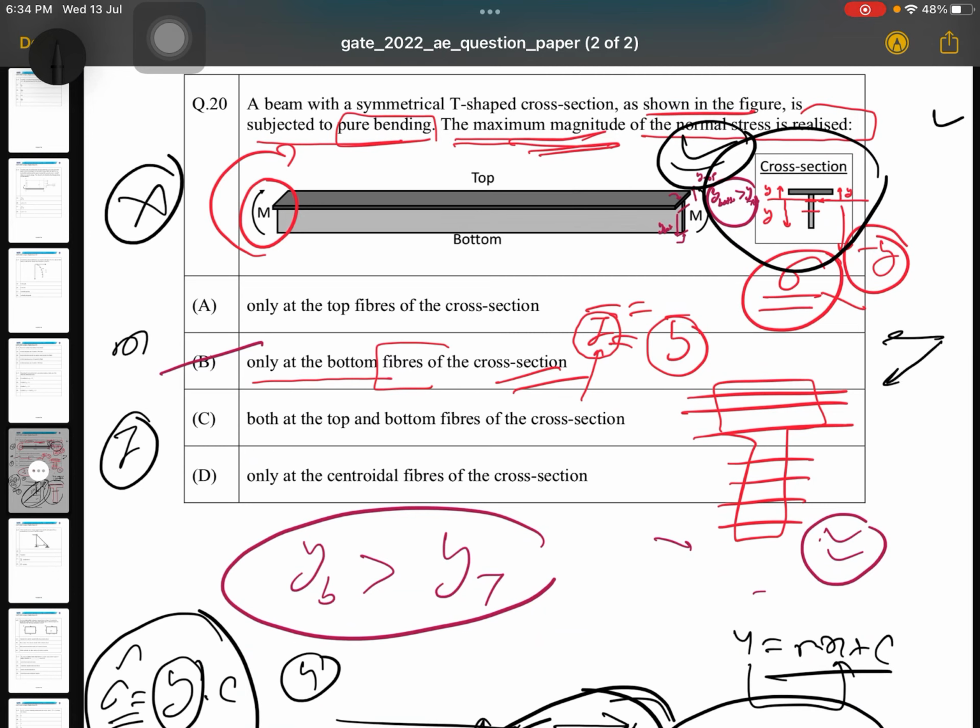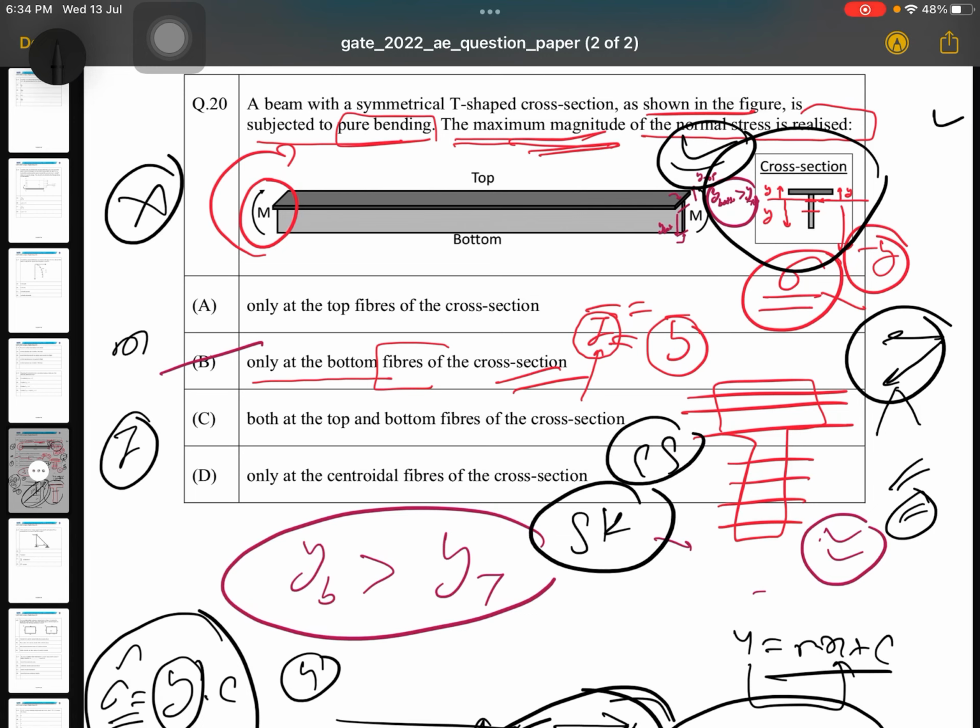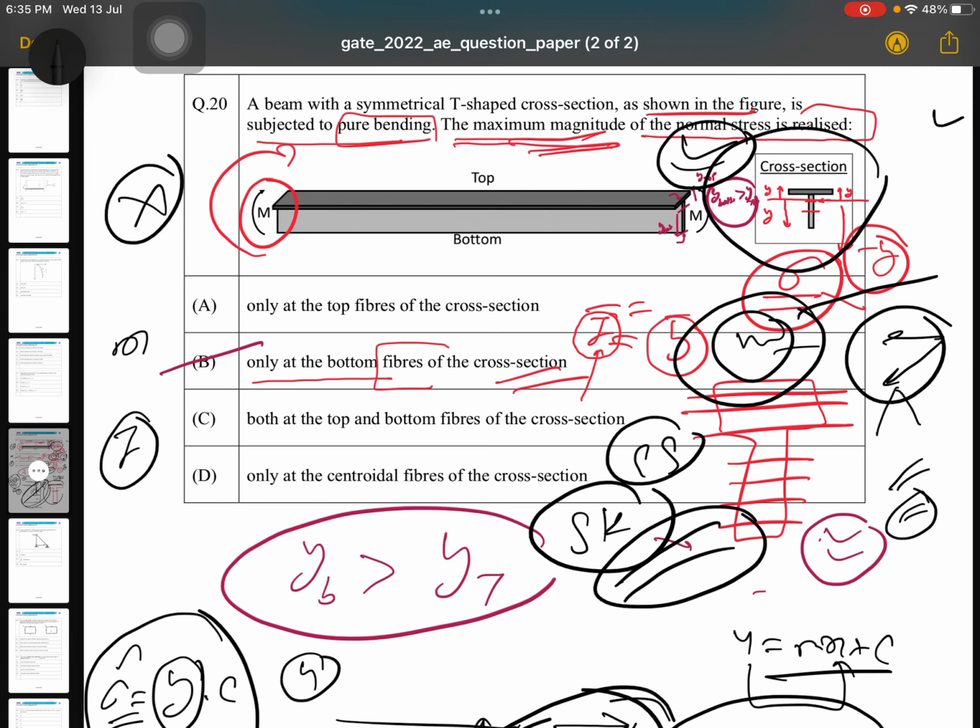Who can solve the question? Those who have done bending completely. And if you are doing self-study and have a money problem, don't worry, watch this solution. This will help you a lot.